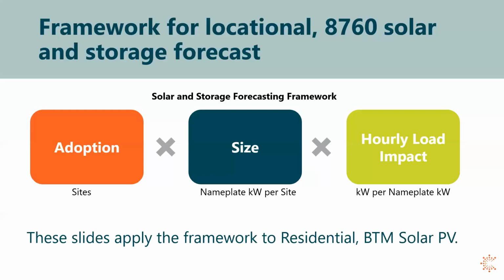The framework with which I do that, I'm showing here up on the screen. There are 3 steps that I want to cover. First up, we'll talk about adoption and how we come up with an adoption forecast. And then for solar in particular, size matters. I'll talk about how we get a size for each solar install, and then talk about hourly load impacts. So together, these 3 things form an 8760 load forecast.